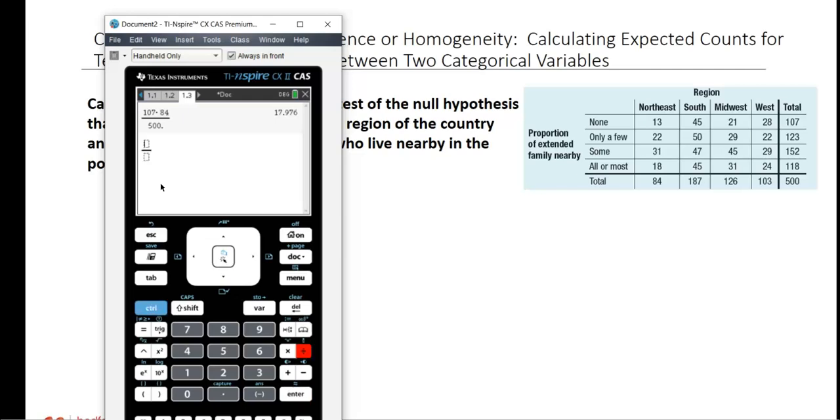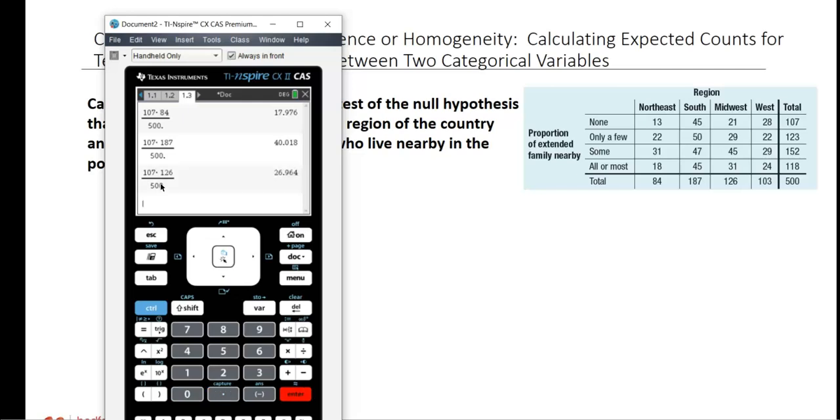Let's do the next one. South and none. That would be the row, 107, times the column, 187, over the grand total, which is 500. So the observed count there is 45. The expected count is 40.018. Let's do the next one. Oh wow, this is going to take a while, by the way. Wouldn't it be nice if the calculator could do this for us? Oh, it'd be so nice. I think that might happen. Okay, so this one would be, again, 107 because it's in the top row, times 126 because it's in the Midwest column, divided by the grand total 500.